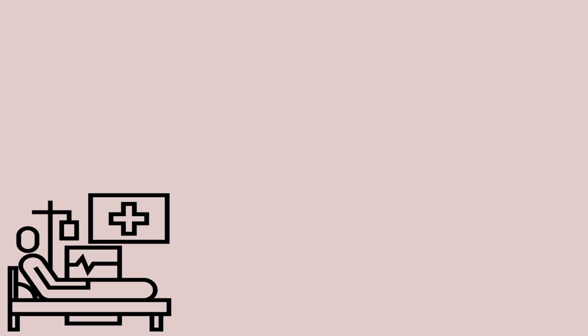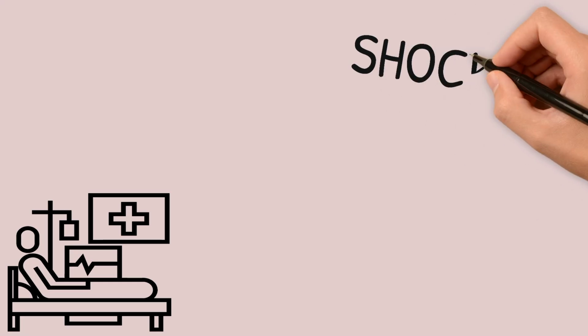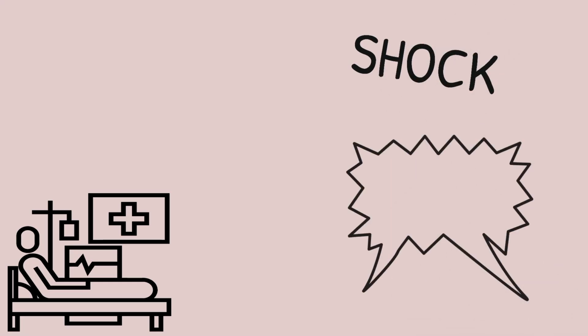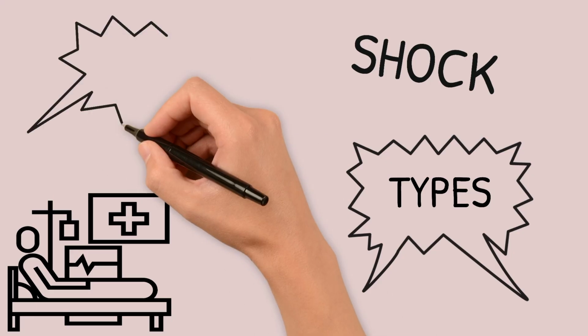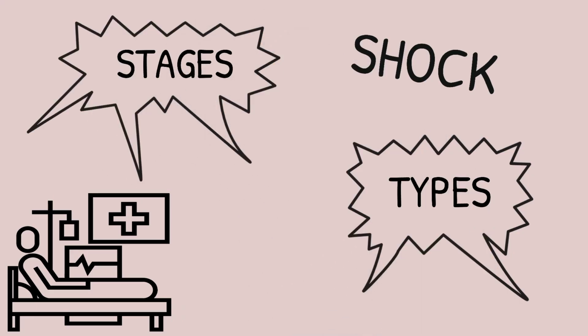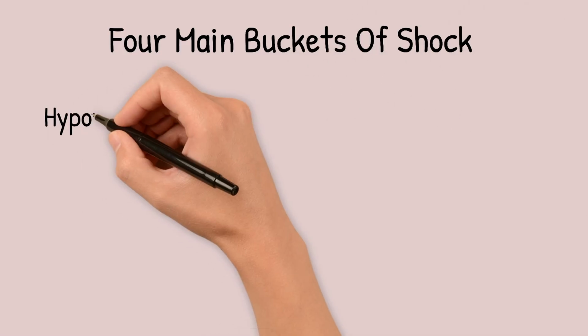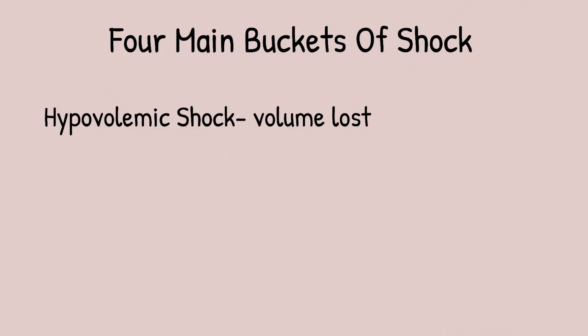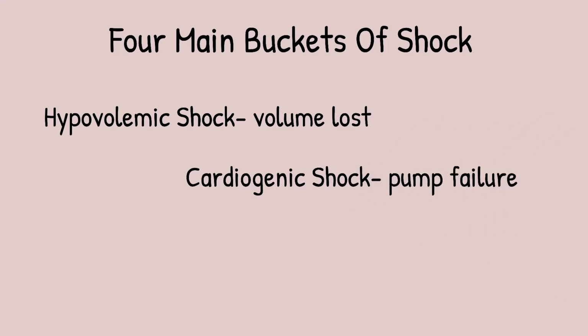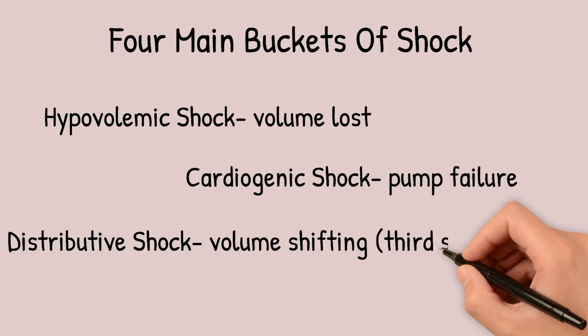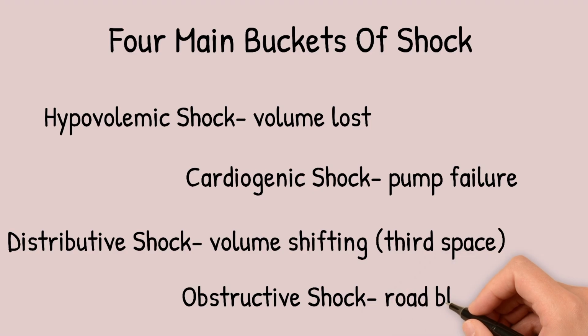Today our focus is shock. What are the types of shock, and what are the stages of shock, and what do they mean? Before we dive into the different types and patho and signs and symptoms, and etc., let's talk about the four main buckets of shock. First one's hypovolemic shock, and this is referring to volume lost, either internally or externally.